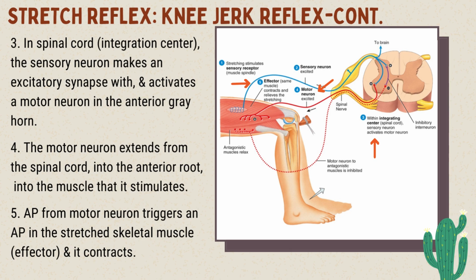In the knee jerk reflex, the spinal cord is the integration center. The sensory neuron makes an excitatory synapse with and activates a motor neuron in the anterior gray horn. The fourth step is that the motor neuron extends from the spinal cord into the anterior root, into the spinal nerve, and finally into the muscle that it stimulates. Lastly, the action potential from the motor neuron triggers an action potential in the stretched skeletal muscle. The muscle is the effector, and the action potential causes it to contract, extending the knee.